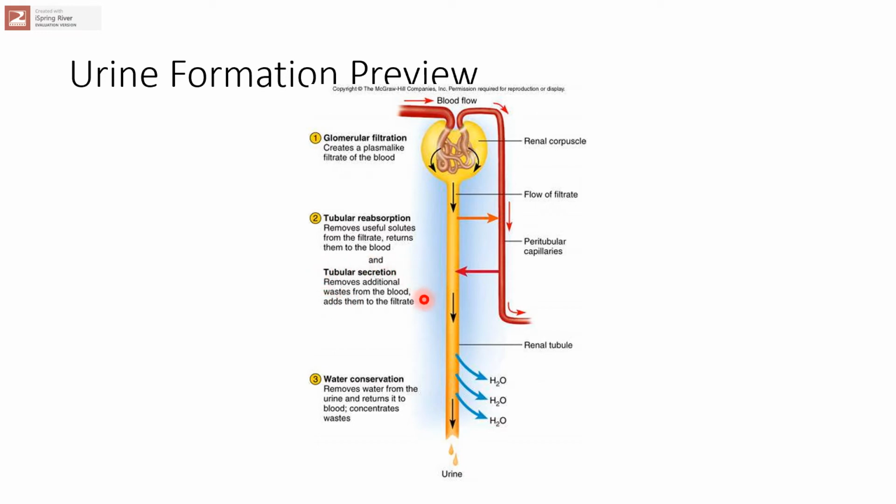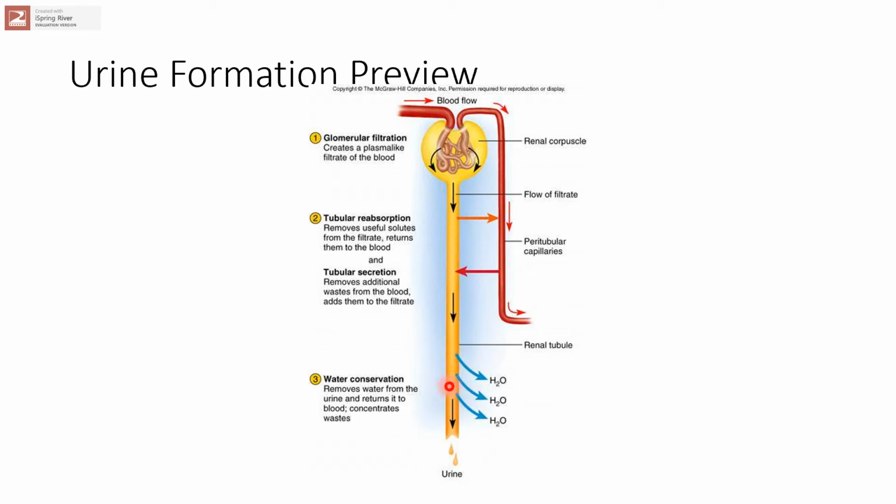And tubular secretion is the process wherein any unwanted substance from the capillaries is put back into this filtrate that will later form urine. So it's very important that you understand the difference between reabsorption and secretion. During reabsorption, anything that is necessary for the body is reabsorbed into the capillaries, whereas tubular secretion is the process where additional unwanted substances are secreted back into the filtrate that will form the urine.